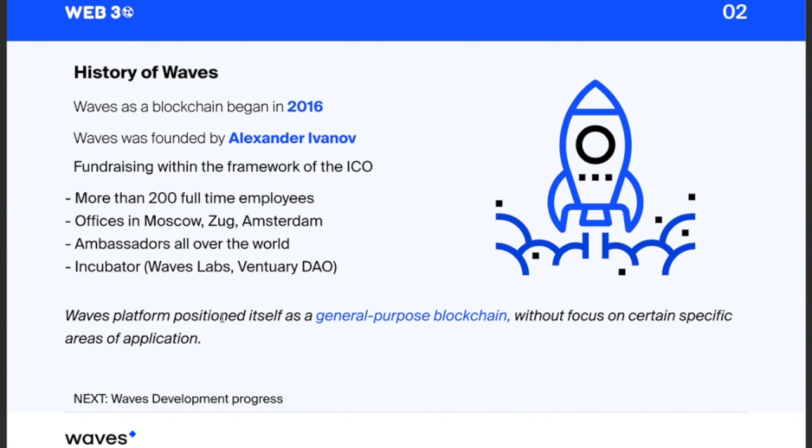Also, it's very important to know that right from the beginning of the Waves blockchain, it has positioned itself as a general purpose blockchain without focus on certain specific areas of application. And that's why today on the Waves blockchain, you can build gaming dApps, gambling dApps, marketplace dApps, and ticketing, lottery dApps, all forms of ideas and concepts you tend to implement using the Waves blockchain. The Waves blockchain provides the tools and all the features that can make that happen.